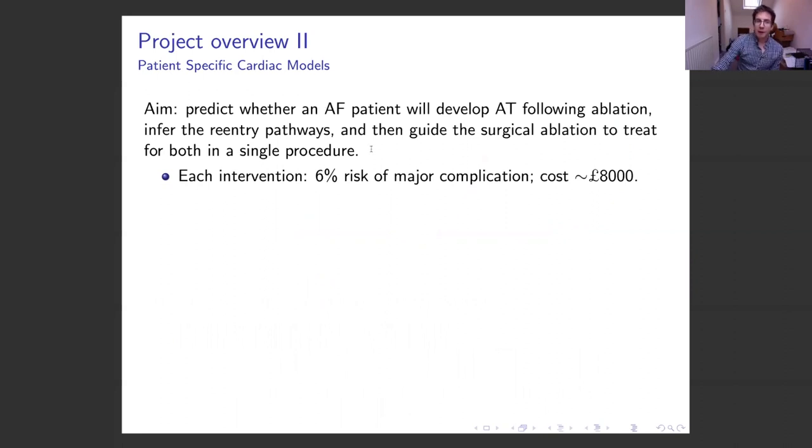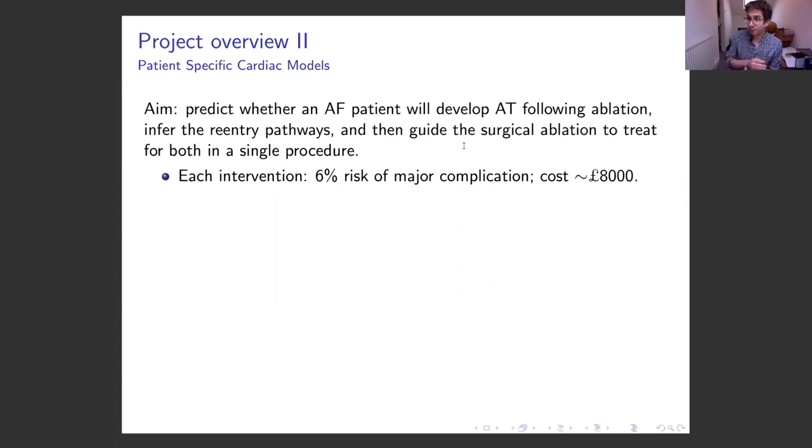So we want to think about how the atrial tachycardia is going to happen. What are the electrical pathways in the heart that will allow it to happen? And then potentially, where we want to get to is guiding the surgeon to treat for both conditions at the same time. So as they're treating to cure the fibrillation, to predict how the tachycardia will occur and to try and predict both.